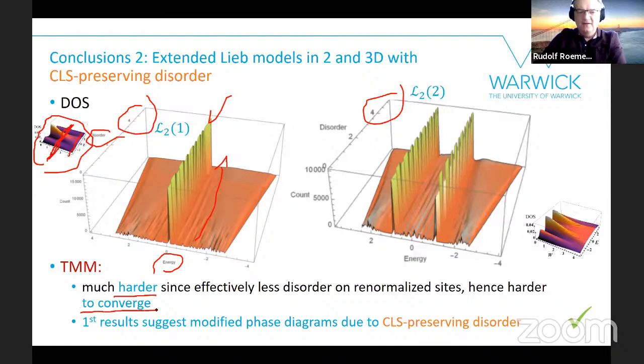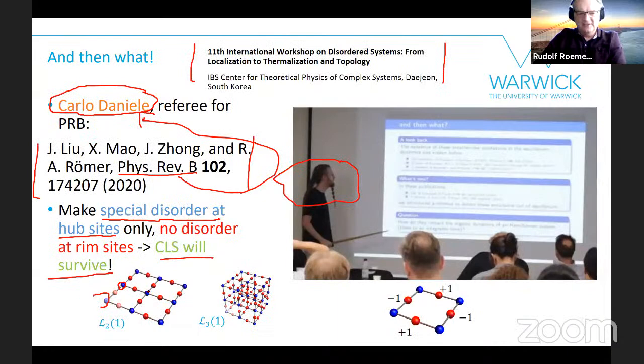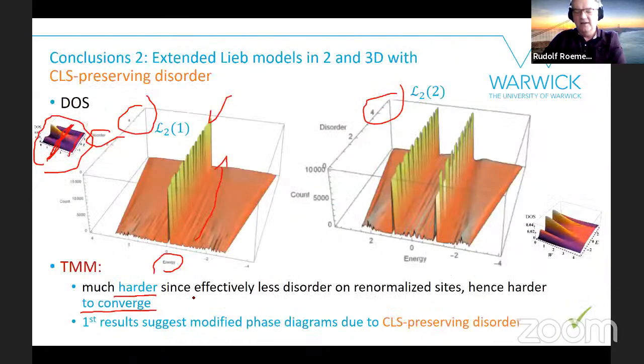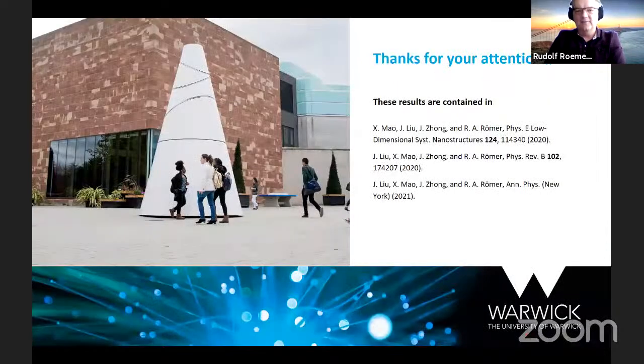However, what we basically do with this disorder that Carlo suggested means we put no disorder on the red sites, which means effectively we lowered the disorder. And these Lieb models were already hard to converge with the disorder when disorder was everywhere. And now with this particular disorder, it's even harder to converge. And hence it is numerically much trickier to get some results out. So we're heavily challenged here in how to do it. But nevertheless, we think it's quite interesting, these compactly localized states preserving disorder. And maybe something quite funny could come out of this.